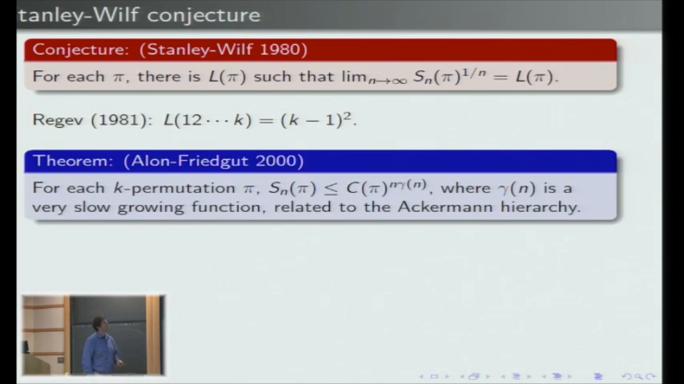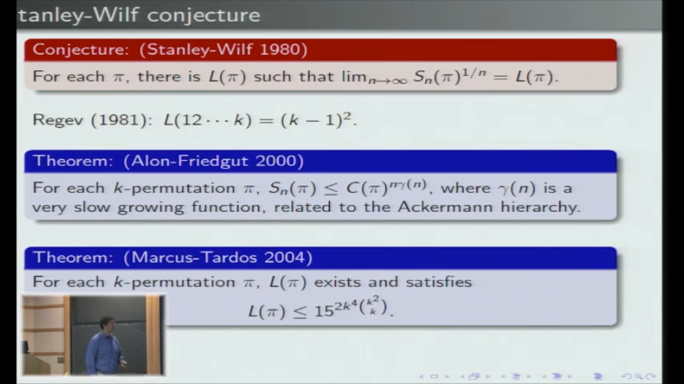Now, there was substantial progress made in the direction of the Stanley-Wilf conjecture that S_n(π) is at most something roughly exponential times some extremely slow growing function in the exponent. So gamma of n is a very slow growing function related to the Ackermann hierarchy. So it's very close to an exponential function, but slightly more.